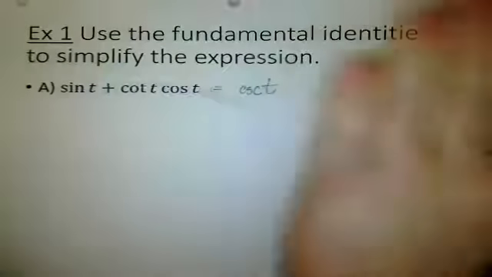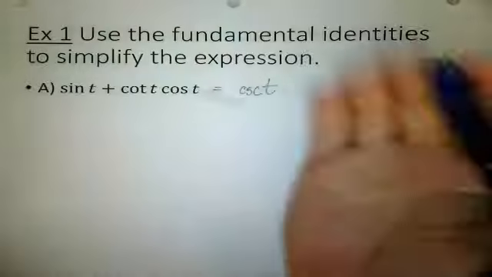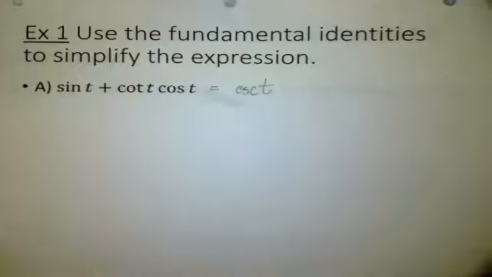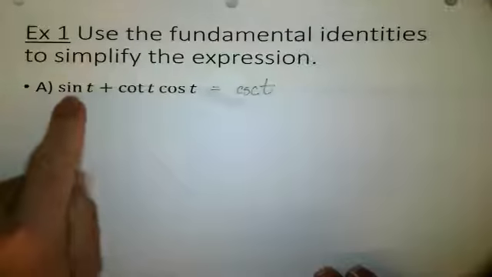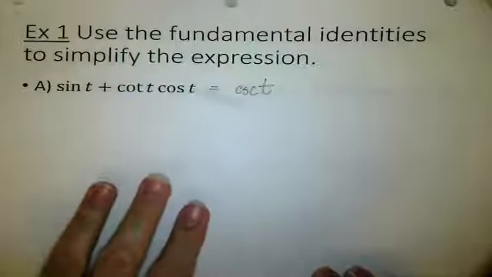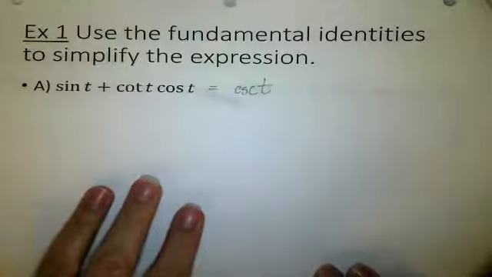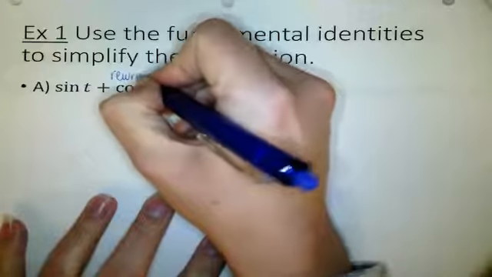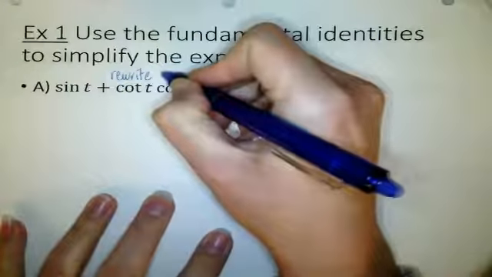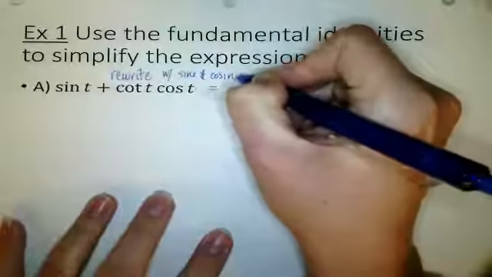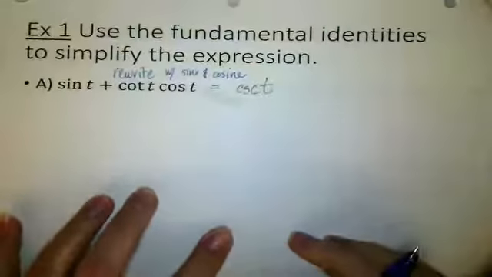Again, our job is to really just look at one side, and I'm usually going to start with the side that's more complicated. So this left-hand side is definitely more complicated. And when I look at it, I see sine, cotangent, and cosine. That's 3 trig functions, and that's too many. And so a good strategy is to rewrite in terms of sine and cosine, because 2 is better than 3.